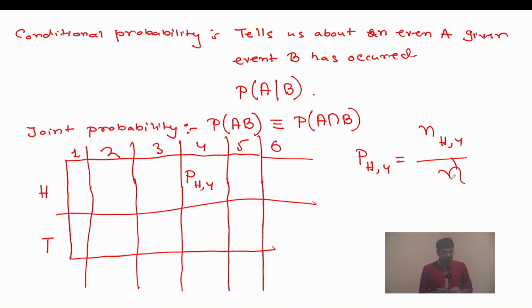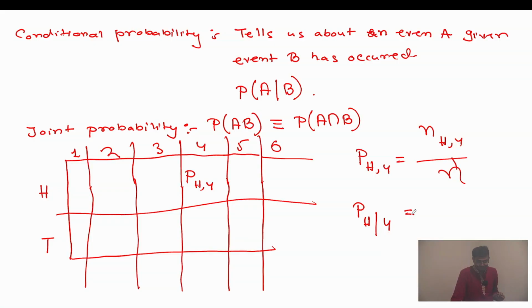Now, if I ask you what is the probability of head given 4 has occurred. Suppose I want to find out the probability of head given 4 has occurred. I do not want the answer; I want to derive something. So, think about it.